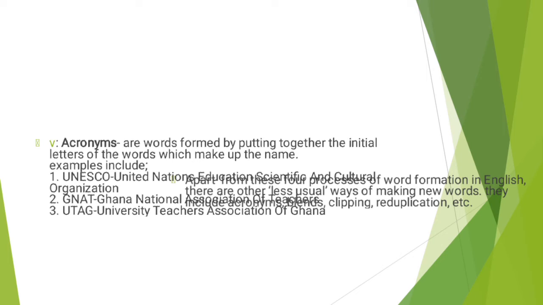Since we all know about acronyms, in acronyms, a word or group of words whereby the initial letters of each word are taken out and put together to form a word becomes an acronym. Like the examples below, we have Ghana National Association of Teachers, GNAT. So each initial letter of each word was taken out to form GNAT, and UTAG the same thing. So this is an acronym.